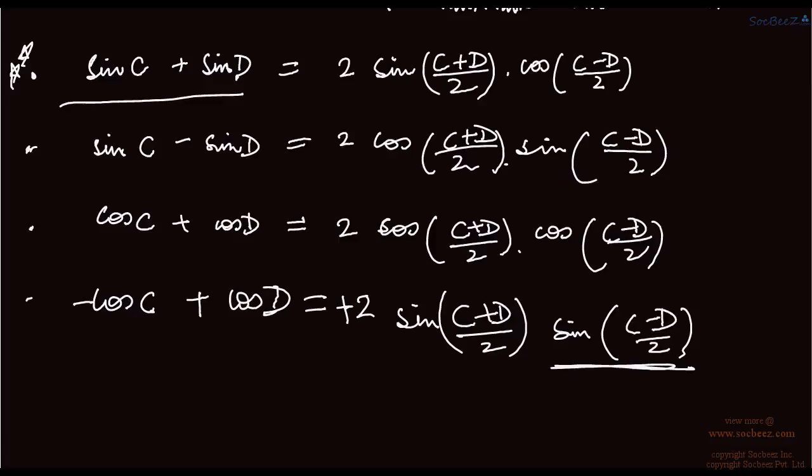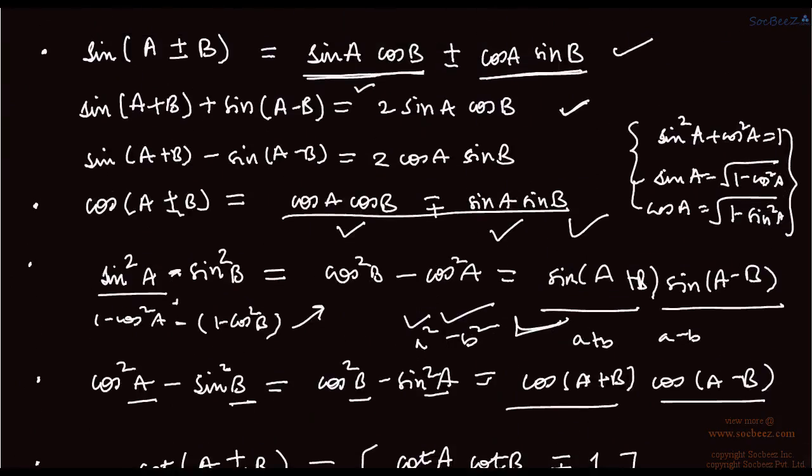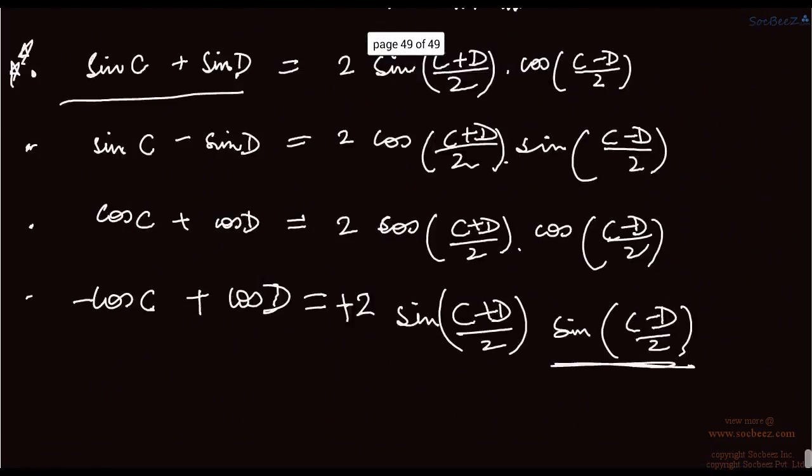Now, first of all, sin C plus sin D. Sin of A plus B plus sin of A minus B, which we saw first, is 2 sin A cos B. Just like this, we will put A plus B as C and A minus B as D. Then what do we get? If A plus B is C and A minus B is D, then A will be (C+D)/2 and B will be (C−D)/2. Just like that, you can calculate this and convert it into sin and sin.